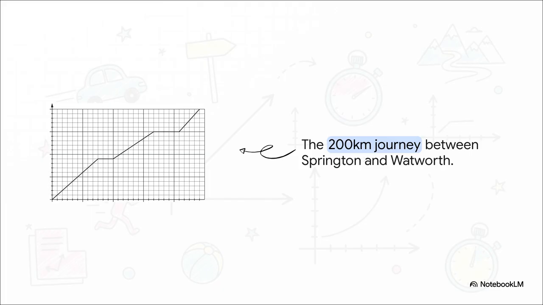Think of our arena as the 200-kilometer stretch between two towns, Springton and Watworth. Now, on our vertical y-axis, we're tracking the actual distance traveled, starting from absolute zero all the way up to our destination at 200 kilometers. And on the horizontal x-axis, well, that's our clock. It's tracking the time of day, kicking off at 0900 hours in the morning and running straight through the afternoon to 1400 hours. This grid? It's basically the stage where our whole story is going to play out.